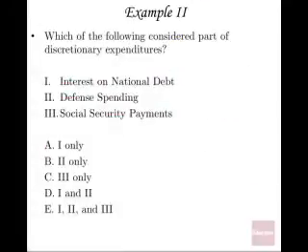Okay, question number 2. Which of the following is considered part of discretionary expenditures? Which of the following is considered interest on national debt? Absolutely not. That is not part of discretionary. It is mandatory. Defense spending is discretionary. Social Security payments are not. So 1 and 3 are incorrect. The correct answer is 2 only.